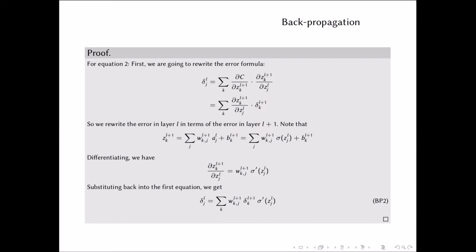So if we take the derivative with respect to Z J L, B is just a constant, so it's 0. And W doesn't contain any Z J L, so it's just a constant attached here. And we have sigma prime of Z J L. Now we just substitute this back into this equation here. We substitute this back into this, and we get our fundamental equation 2, which is written here.